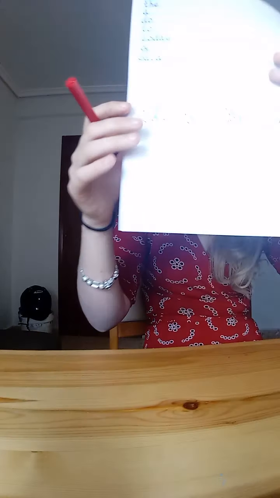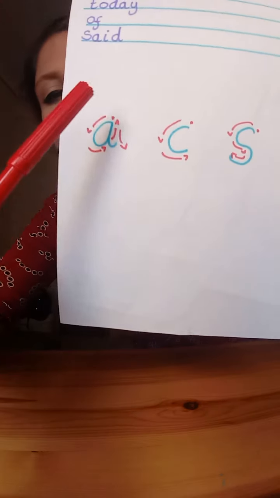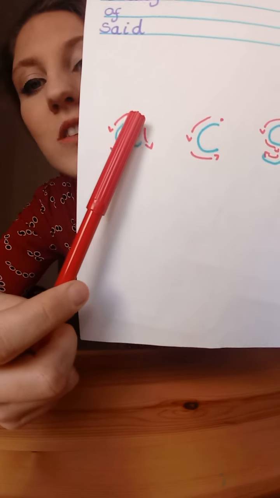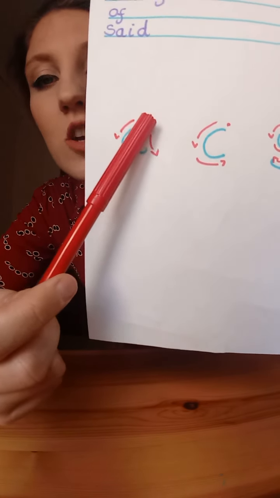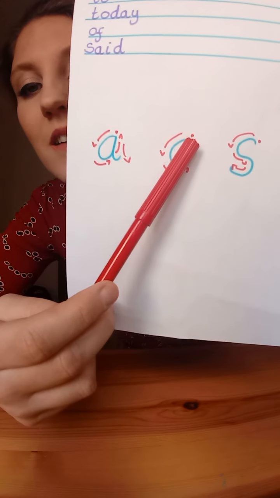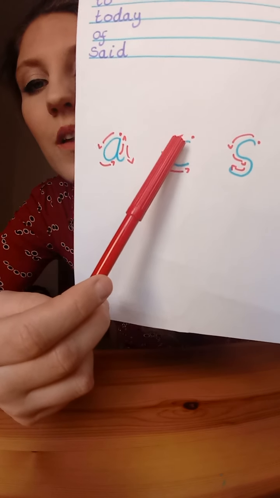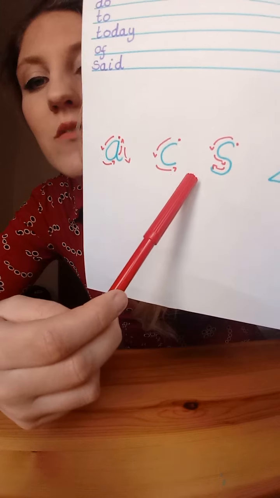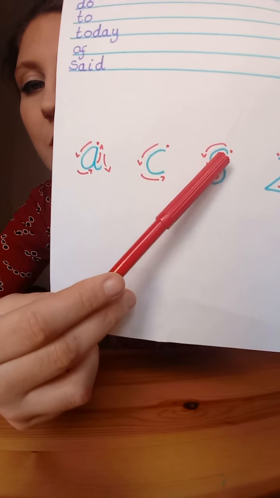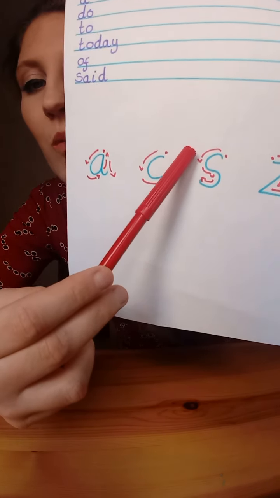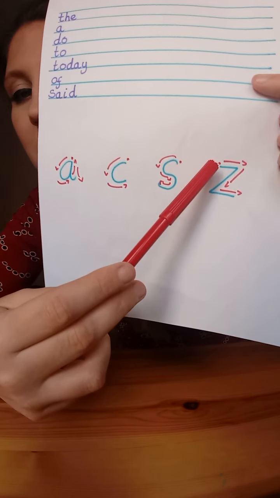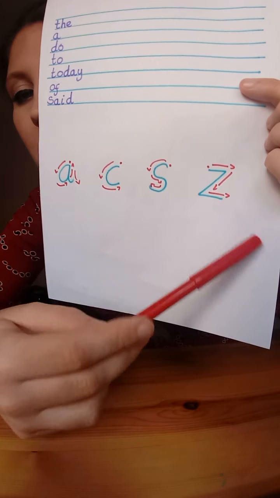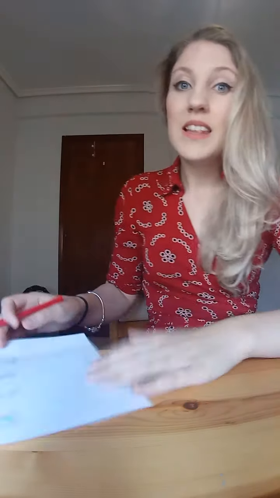Okay, so let's have a look, for example. Here's the letter A. I've just drawn a little spot and some arrows. So we start at the top and we go all the way round, up and down. Here's the letter K. Starting at the top, we go from the top all the way round and down. S. Starting at the top, go all the way round and down to the bottom, and then Z from the top to the bottom.